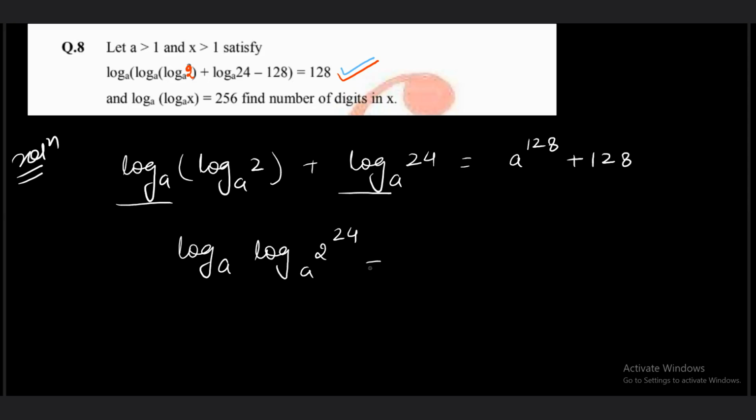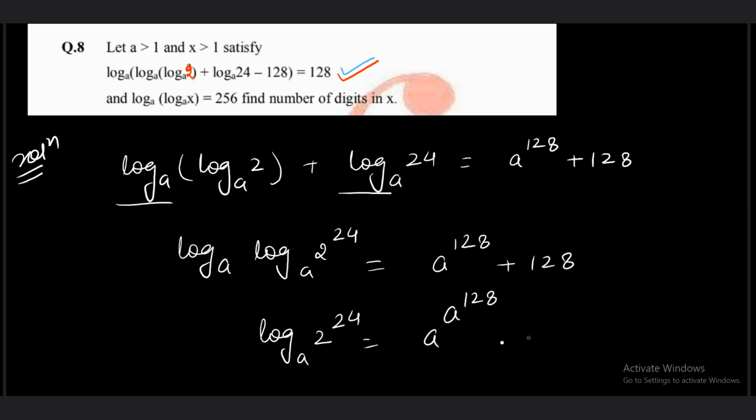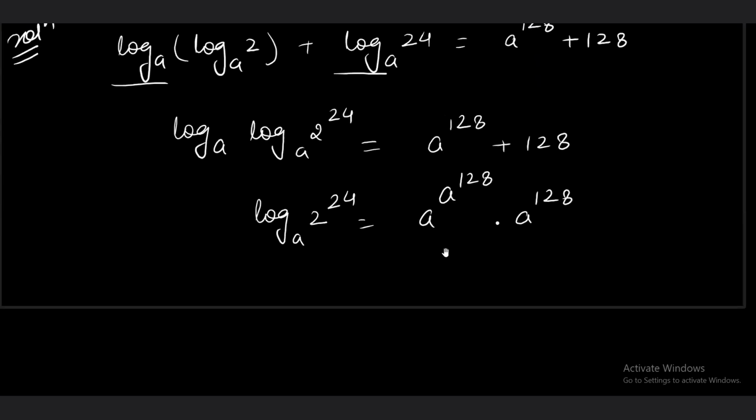ठीक है ना? तो ये आपके पास कितना है? This is a raised to the power 128 and then we have plus 128. Let's simplify it further. This will become log 2 raised to the power 24 to the base a. Right hand side is a raised to the power a power 128 and plus 128, so इसे मैं separately इस तरह भी लिख सकती हूँ, right? The right hand side has taken this form. Further, I need to solve it for a.